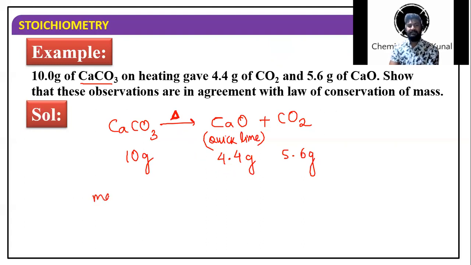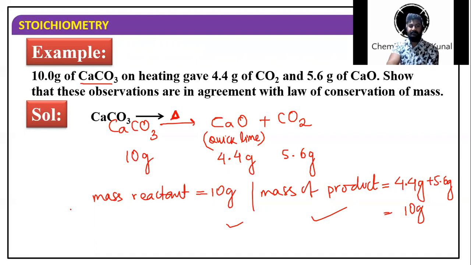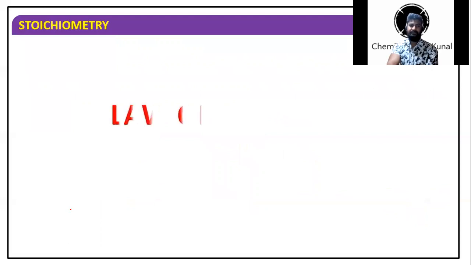How? Because the mass of reactant is 10 grams. And what's the mass of product? If you see, mass of product is coming as 4.4 grams plus 5.6 grams, right? Which gives you 10 grams. So yes, it obeys the law of conservation of mass. That means it's true. That's how it has been solved as well. This is how we can attempt it, the same method as the book. So yes, it follows the law of conservation of mass.